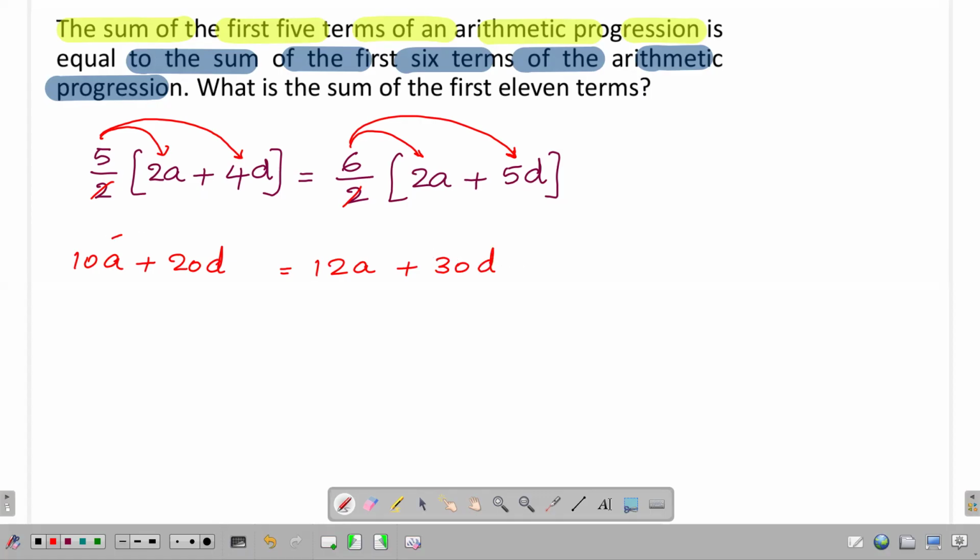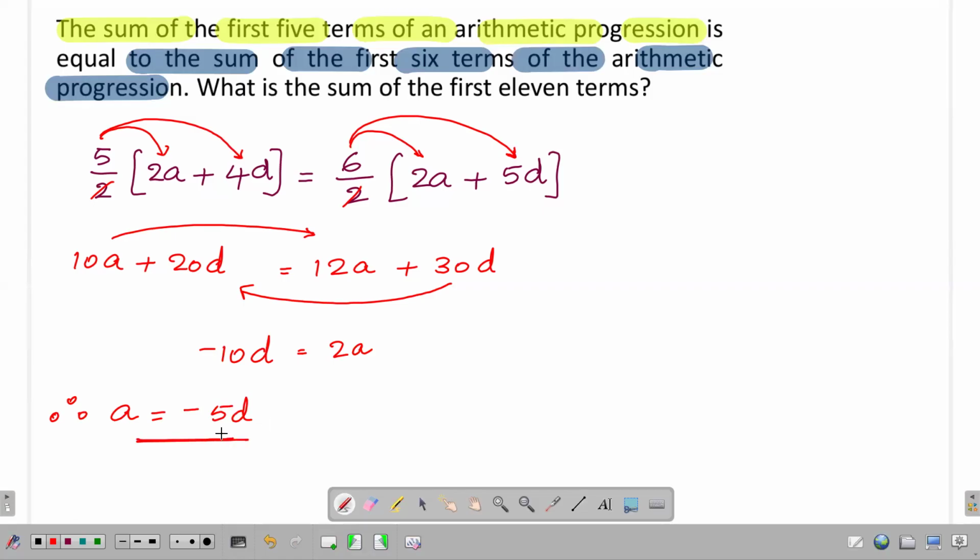Got it? Now, just doing the shuffling work, I take that 10a to the other side and this 30d to the other side. I see that 12a minus 10a is equal to 2a. Observe it closely. That will be nothing but 20d minus 30d, which is minus 10d. So from this I can see that a is equal to minus 5d. Let this relationship between a and d be here. We will be using this for solving our questions.